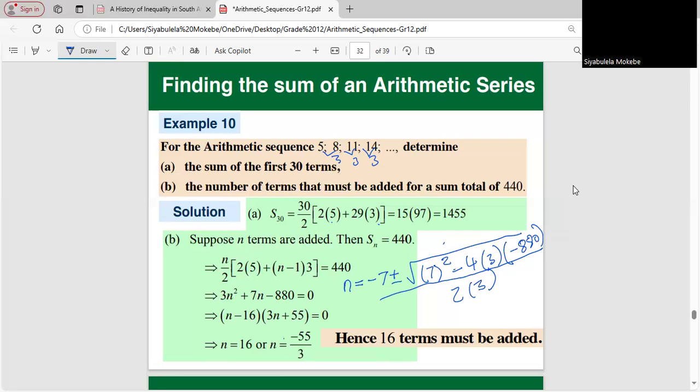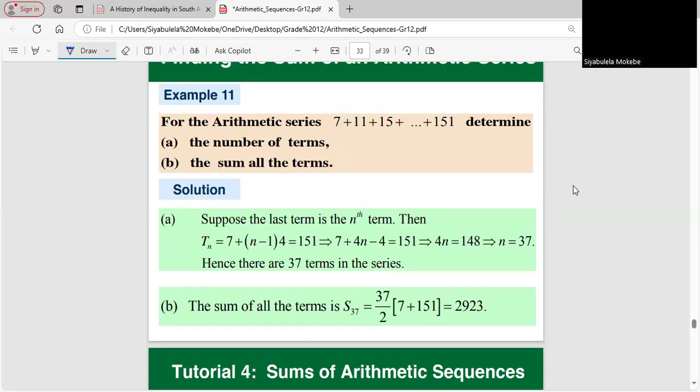This one is invalid, because remember, n is the number of terms. You can't have negative 55 over 3 terms. That doesn't make sense. So your answer should be a natural number. So we have 16 terms that must be added.